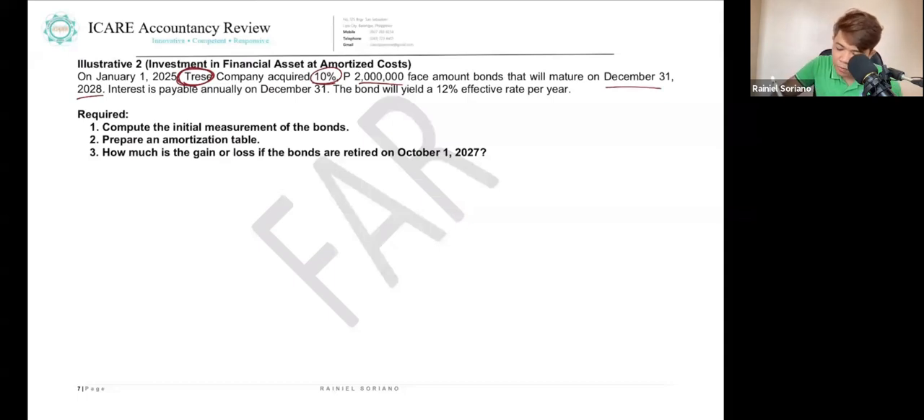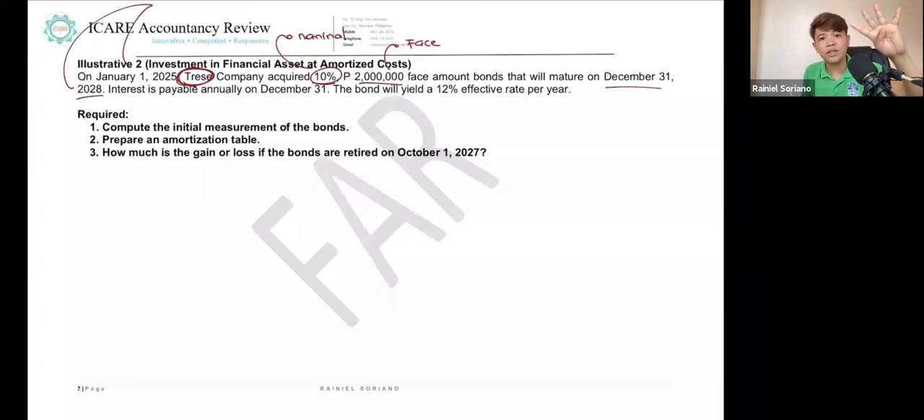13 company acquired 10%, 2 million phased amount bonds that will mature on December 31, 2028. So 10% will be our stated rate or yung tinatawag natin na nominal rate. 2 million on the other hand will be the phased amount of the bonds. If December 31, 2028 yung maturity date natin, ilang taon to? January 1, 2025 to December 31, 2028 is equal to 4 periods. Okay? So 4 years. Again, 4 years bago siya mag-mature.